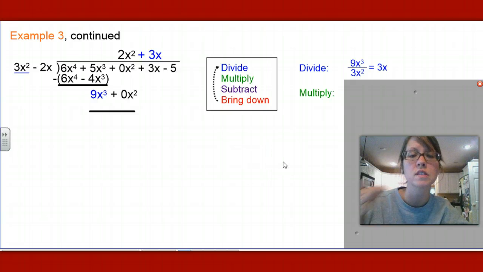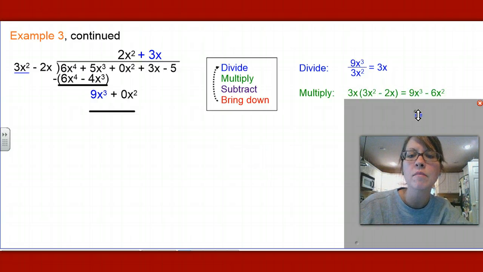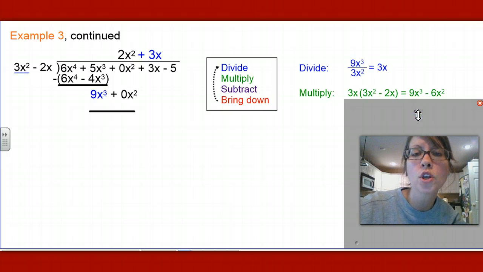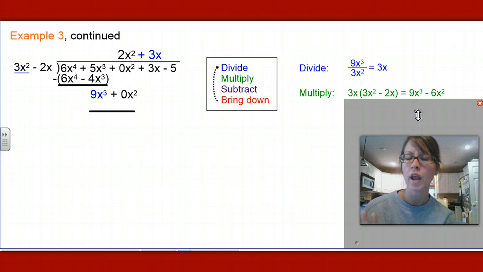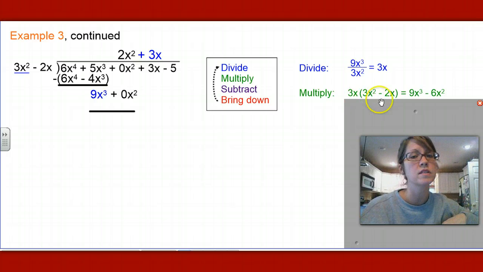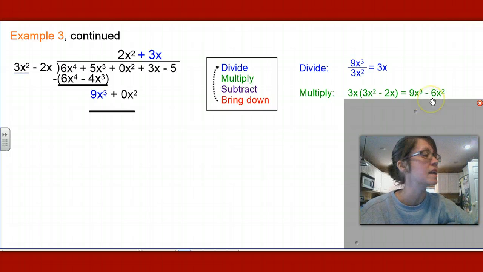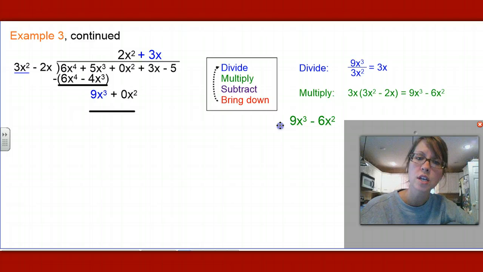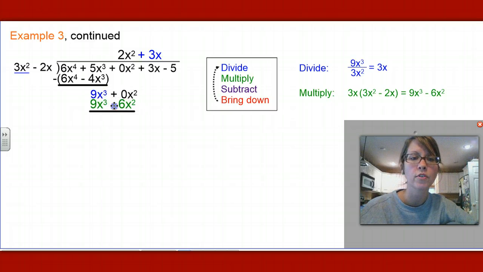We're going to be doing the same things over and over again. If I am going too quickly, I want you to pause whenever you need, back it up to slow it down. So I took 3x that's on the top and multiplied it by the 3x squared minus 2x that's on the outside to get 9x cubed minus 6x squared, which again, we record right underneath.